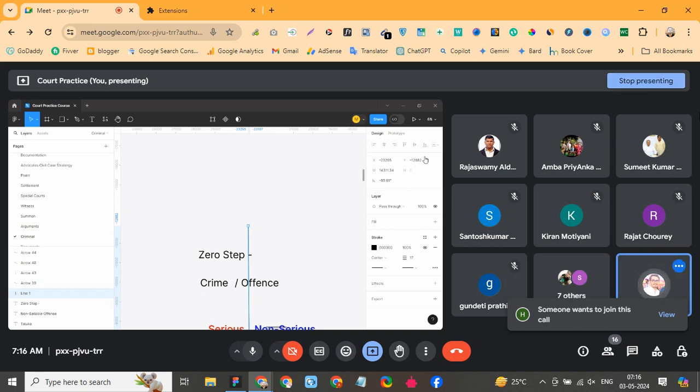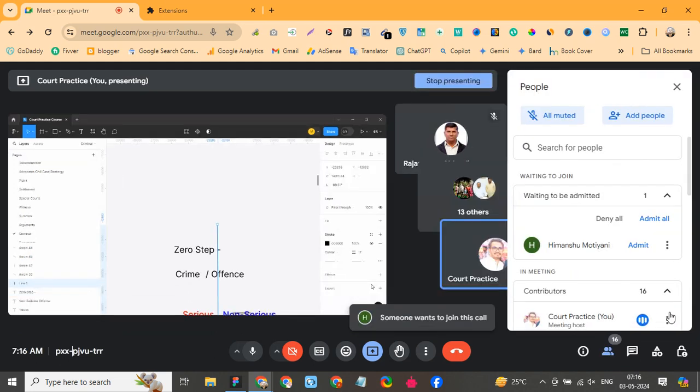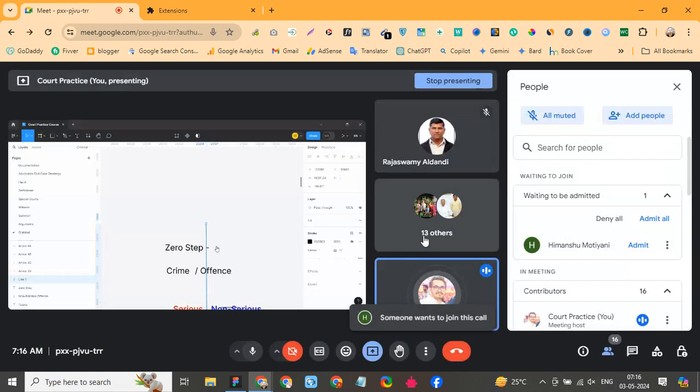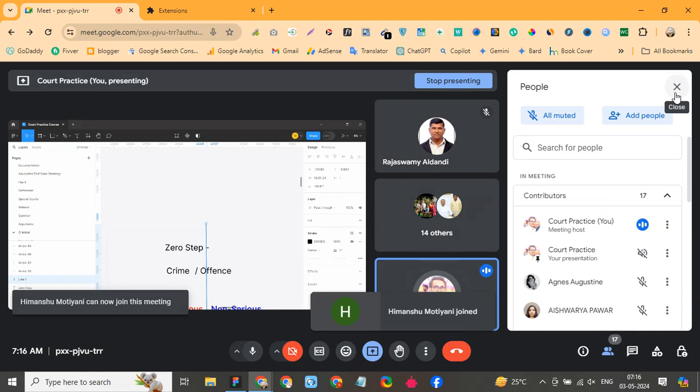Basically for the criminal point of view, I think there is some change of setting. Every time someone joins there is an issue, and perhaps some notification is not coming.